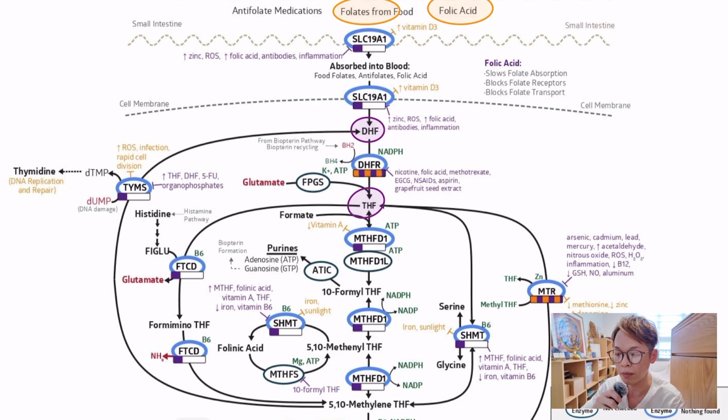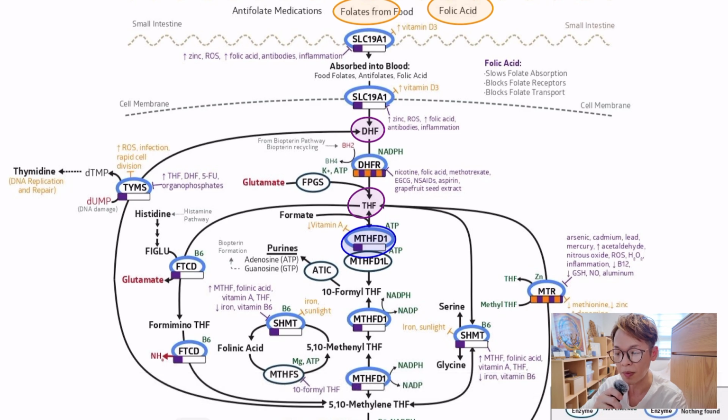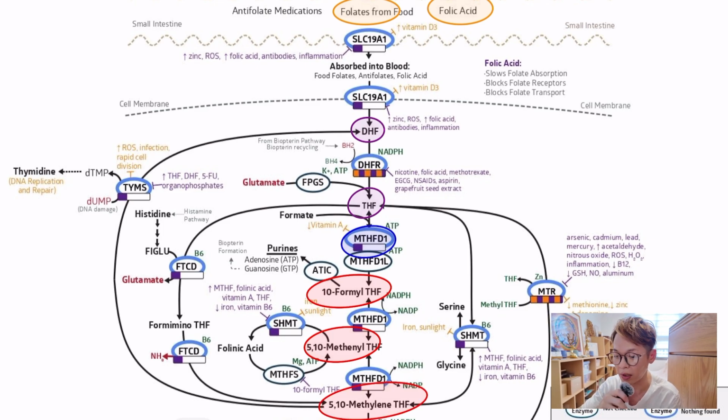It can either form 10-formyl THF via the MTHFD enzyme, which provides instructions to make an enzyme called C1-THF synthase. Okay, this particular enzyme is essential for the conversion of other derivatives into 10-formyl THF, 5,10-methenyl THF, and 5,10-methylene tetrahydrofolate. And these derivatives have different jobs. I will briefly go through each of them.